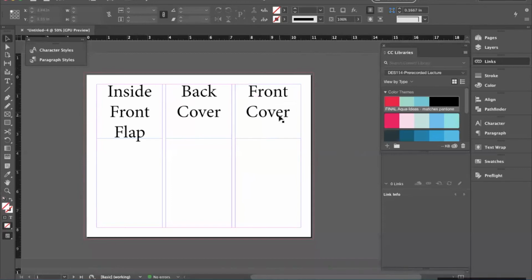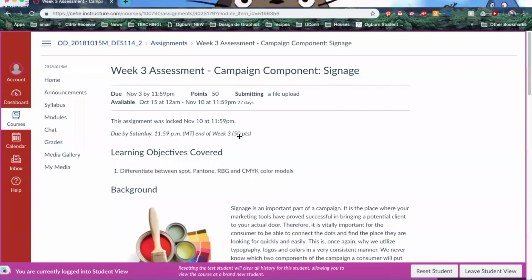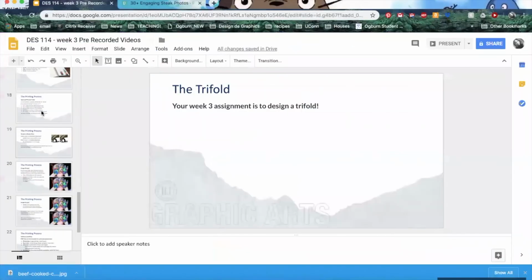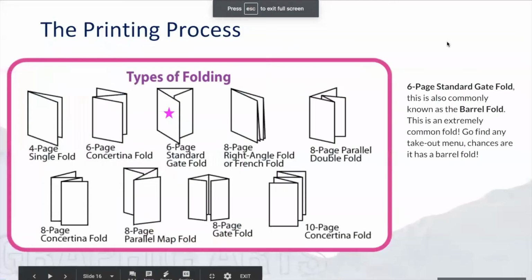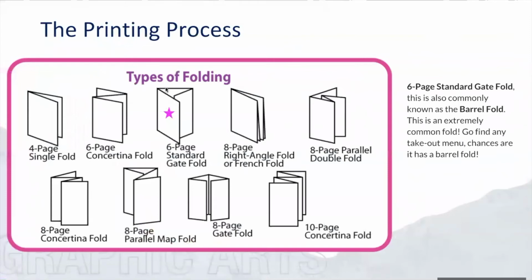You have to put that front cover over on the right-hand side with the back next to it and that inside front flap if you want to have a correct barrel fold, which let's go back and take a look at what that barrel fold looks like, which is this slide right here. So here is your front cover. On the other side is your back right here. And then here is your inside flap. So it's kind of like, it's a little bit backwards here.